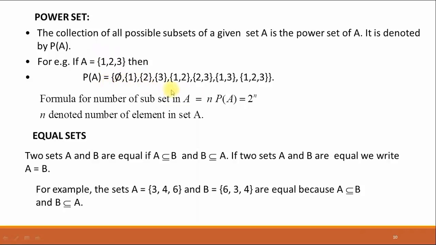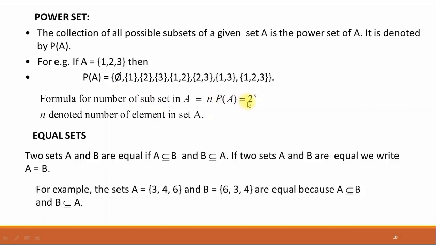So there are 8 subsets for this power set. There are 8 elements in the form of subsets, 1, 2, 3, 4, 5, 6, 7, 8. All these subsets are called elements of the power set of A.